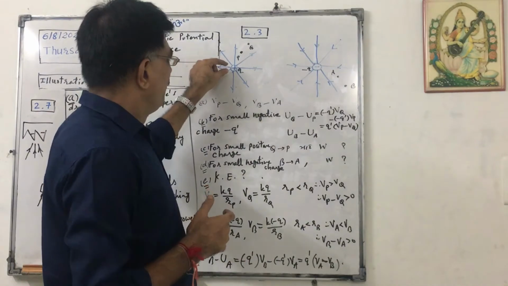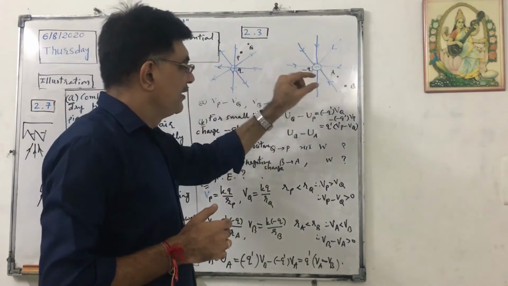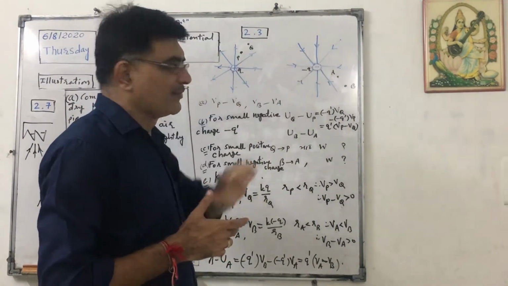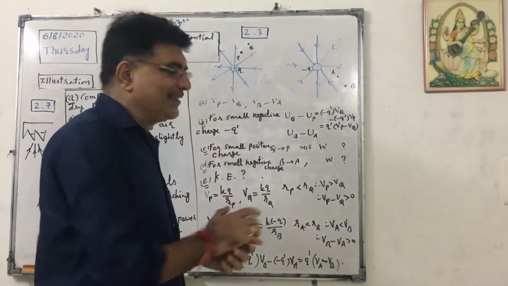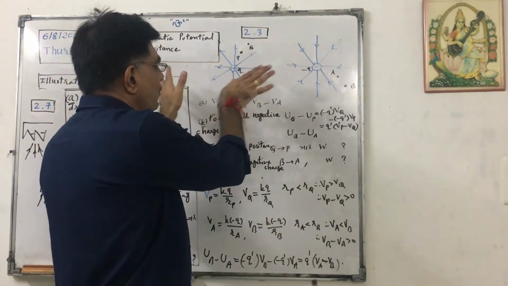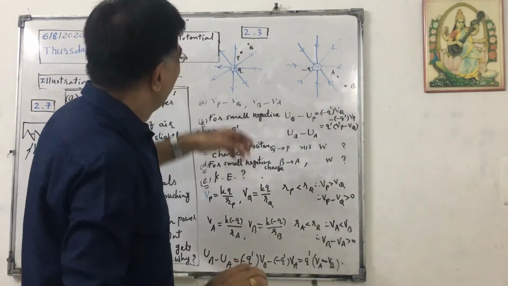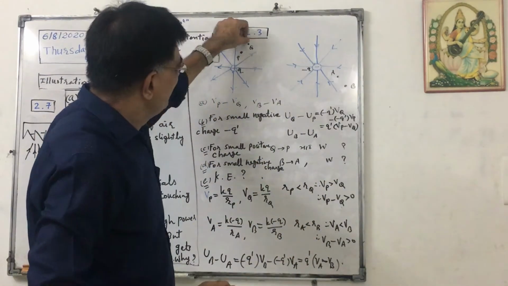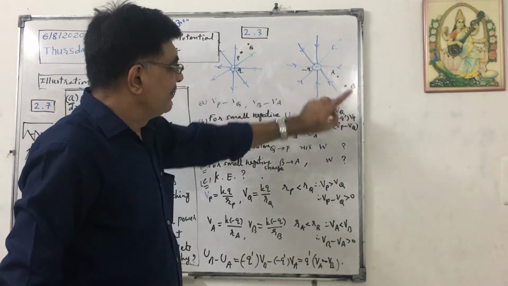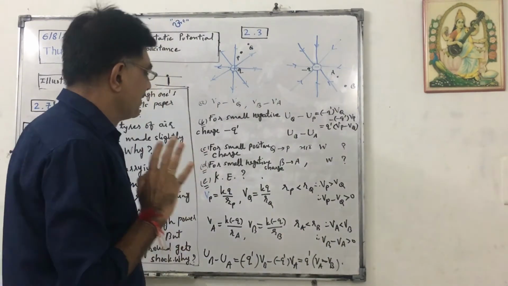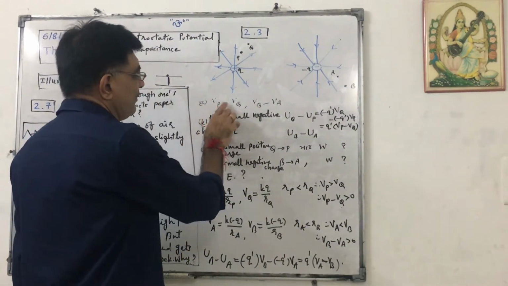One of positive charge, second of negative charge. Electric fields are shown. These are field lines. For positive, they are outward. For negative charge, they are inward. Okay? They have given 2 points here, P and Q. Here also they have given 2 points, A and B. Questions are like this. Find out sign of Vp minus Vq.